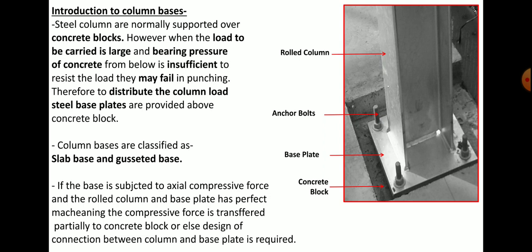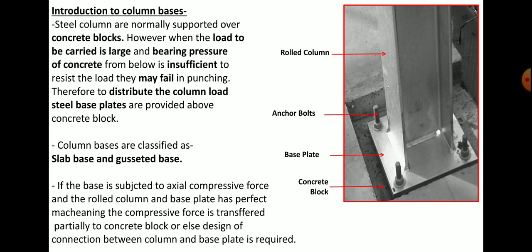Here you can see a rolled column section connected to a base plate with a welded type of connection. The welded connection is shown here, and some anchor bolts are provided which are fixed at the bottom to a concrete block. Likewise, bases are usually adopted in industrial buildings, and in short these are called foundations.